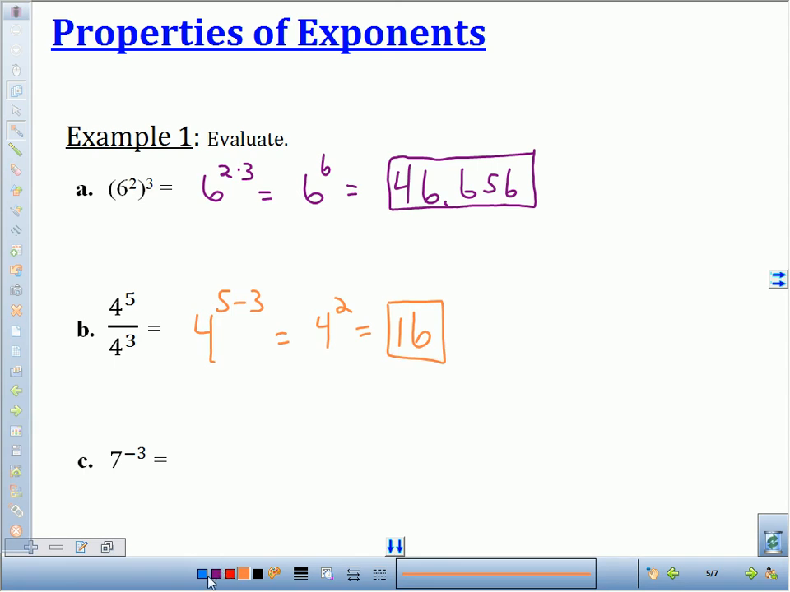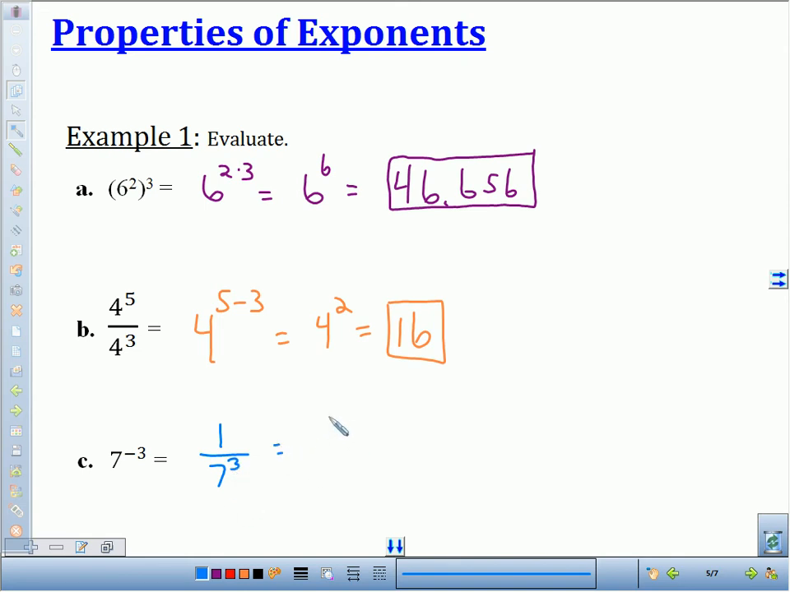My last problem here, 7 to the negative 3rd. This is the negative exponent property. It's the 4th one in the list. And it says that if I have a term to a negative power, I take the reciprocal. So 7 to the negative 3rd becomes 1 over 7 to the 3rd.